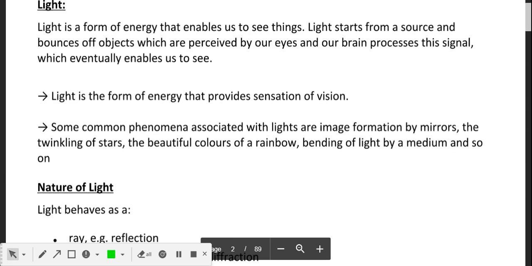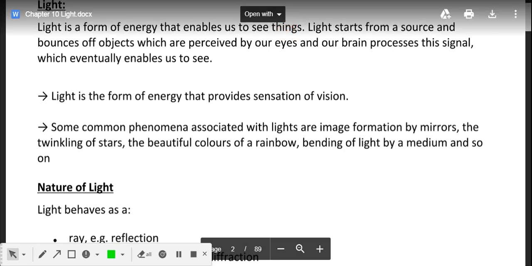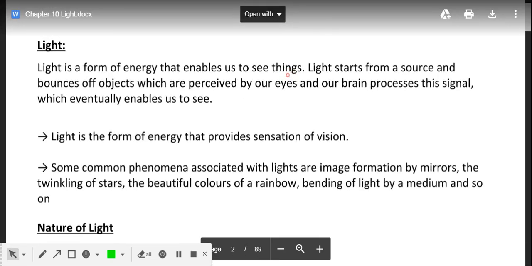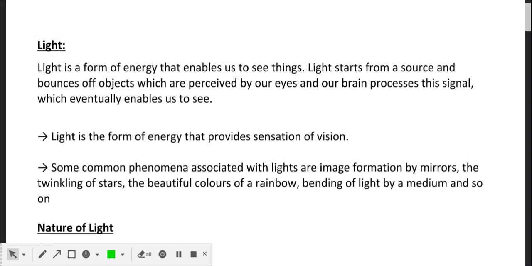What is light, first of all? Light is a form of energy that enables us to see things, right? How can you see things? Suppose there is a ray of light falling on the object. Only then can you see. And when that ray of light goes into your eye, that's the main reason why you are able to see. Just focus on the screen, right? If there is some light coming from that screen into your eyes, only then can you see that, right? So light is a form of energy that enables us to see things.